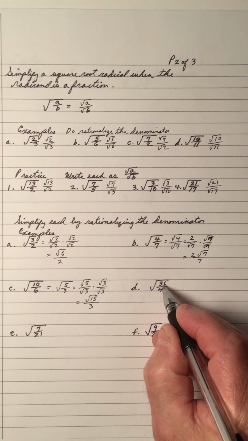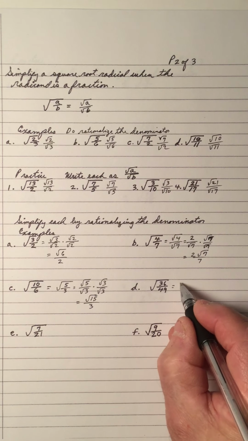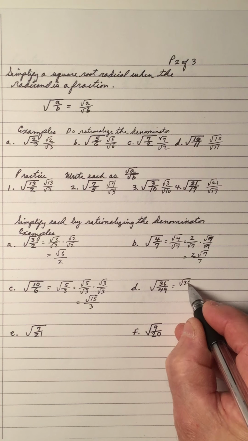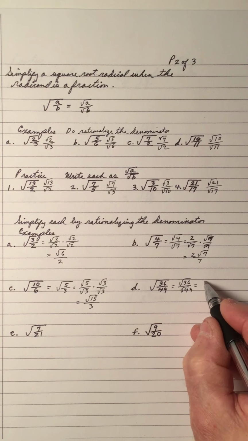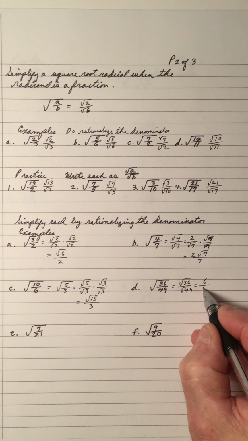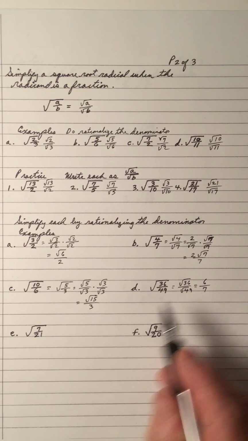And 36 and 49, 49 is 7 times 7. So this is the root of 36 over the root of 49. But the root of 36 is 6, and the root of 49 is 7. So I don't have to multiply it. It automatically simplifies.